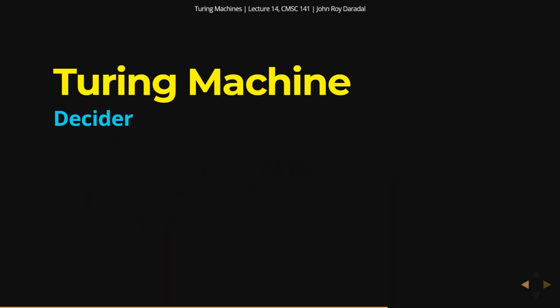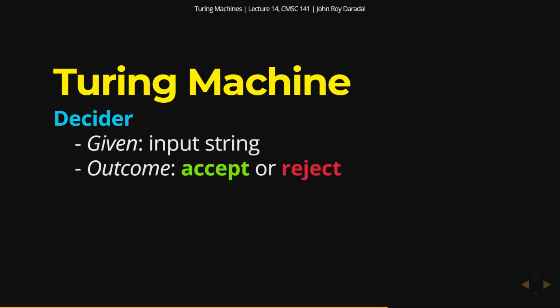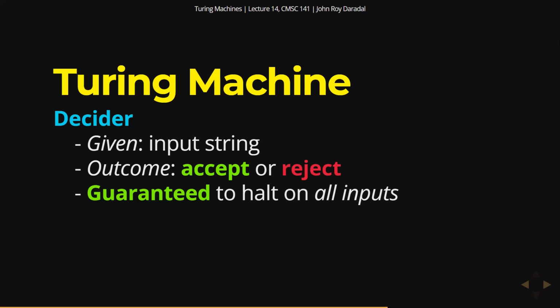On the other hand, there is a special type of Turing machine called the decider. So if you give it an input string, there are only two outcomes. Either it accepts the input string or rejects the input string. Okay, so it will be guaranteed to halt on all inputs. That is why it's called a decider, because it can actually decide. Okay, it may take a long time, but it is guaranteed to halt eventually.